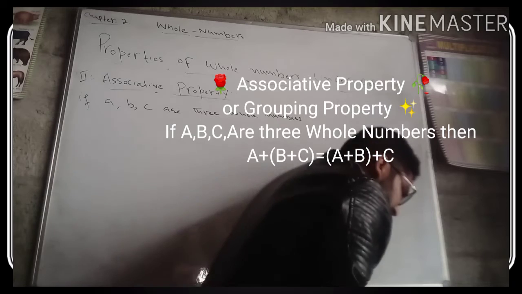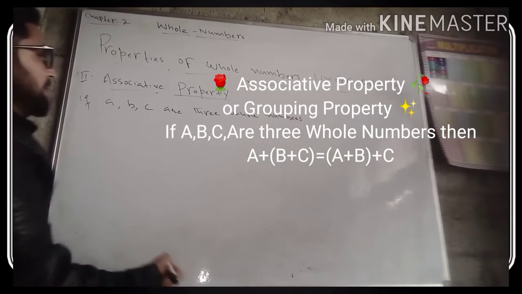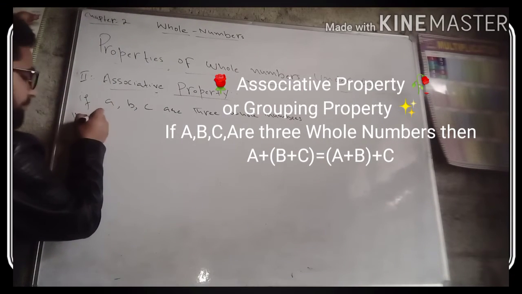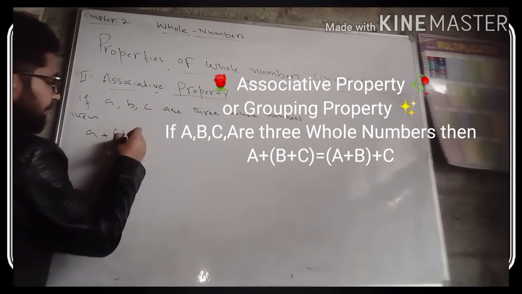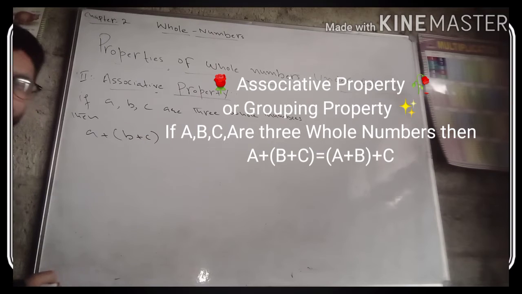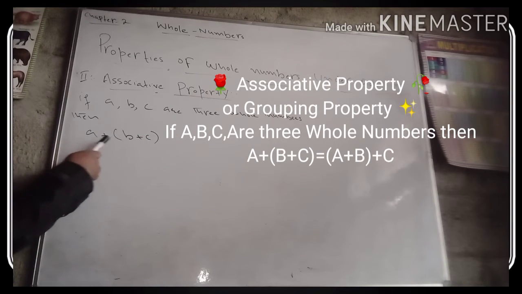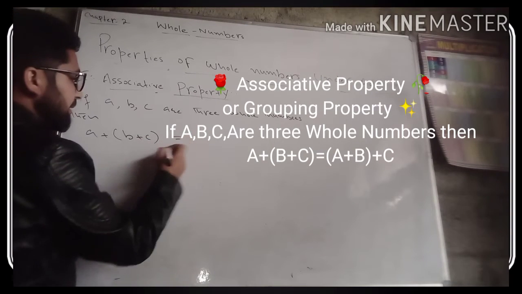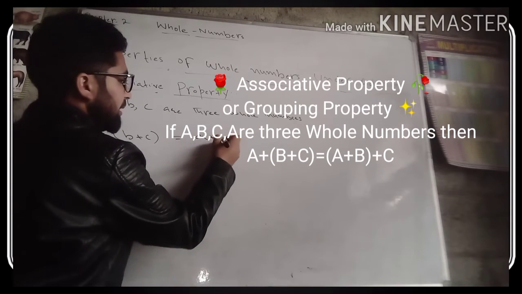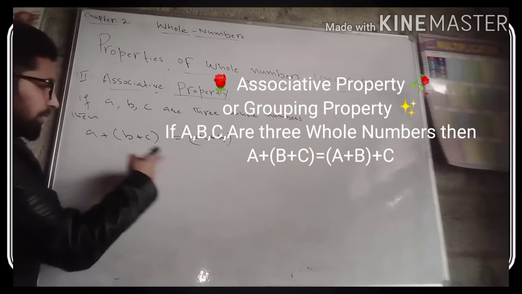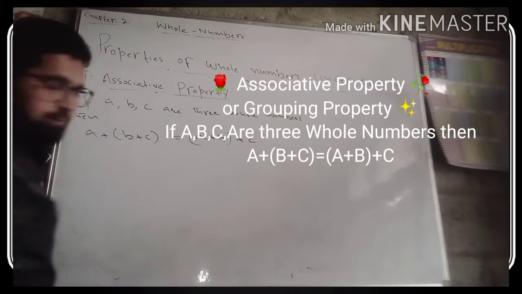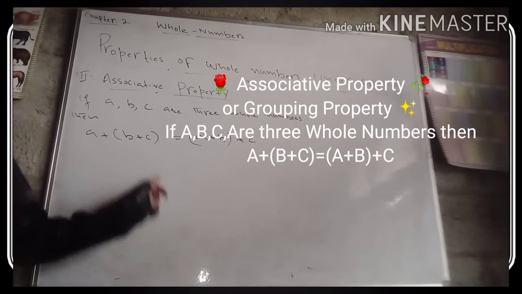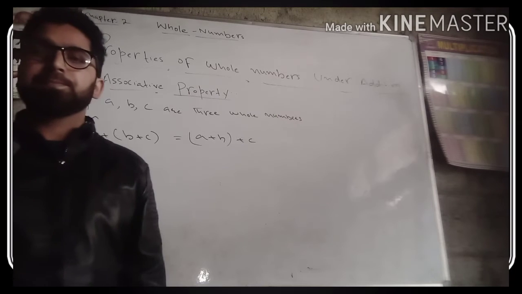If A, B and C are three whole numbers, then A plus B plus C equals A plus (B plus C). इसको हम ब्रैकेट में रखते हैं और ये जो यहाँ पे C है ब्रैकेट में, इसको हम बाहर निकालेंगे, plus C. This is the associative property of whole numbers.